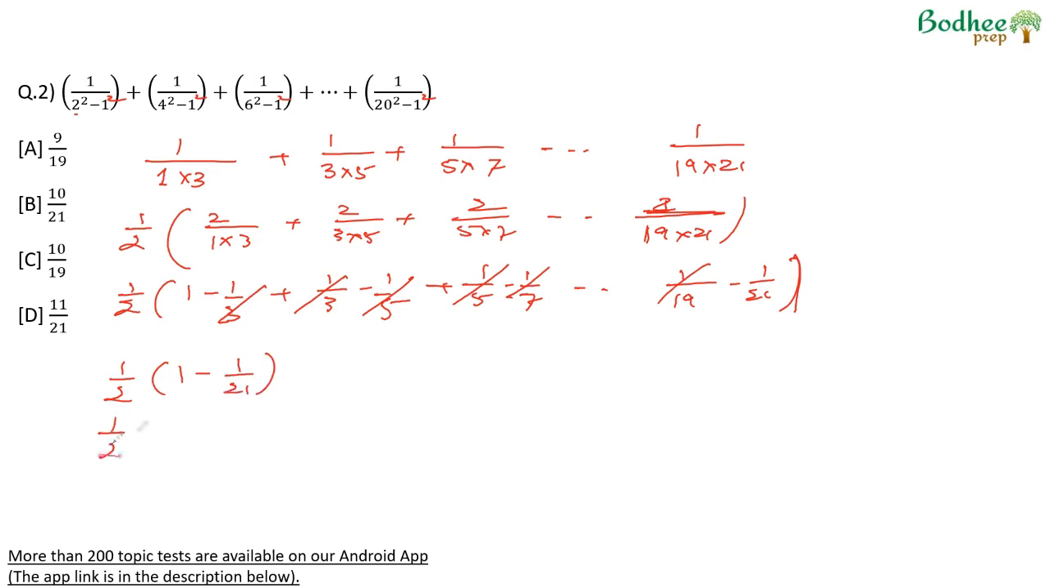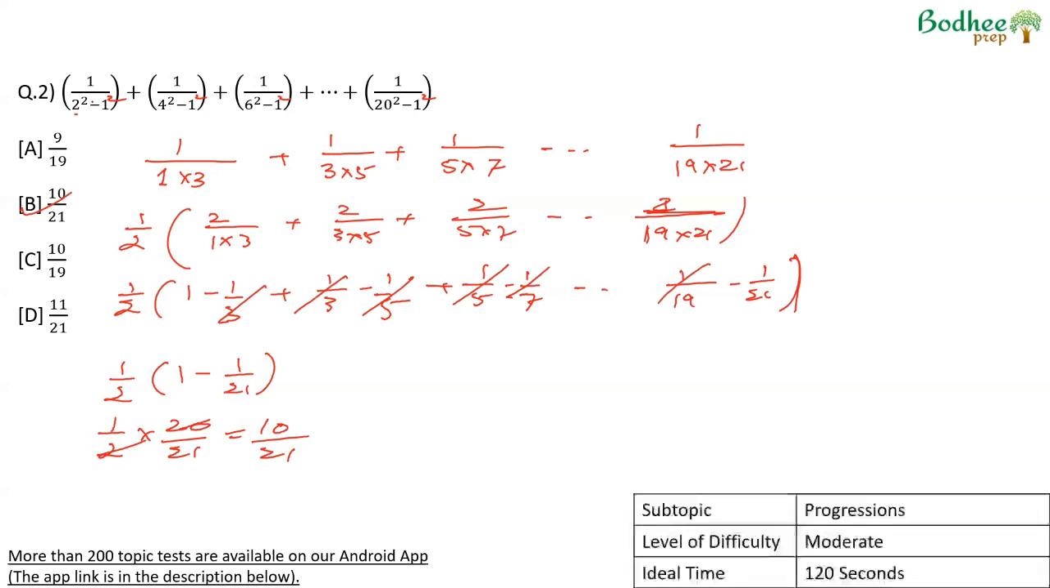This is nothing but 1 by 2 into 21 minus 1, 20 upon 21, and therefore 10 upon 21. Option B becomes my answer. Again, not a difficult question. You would have come across such questions while practicing the concepts.